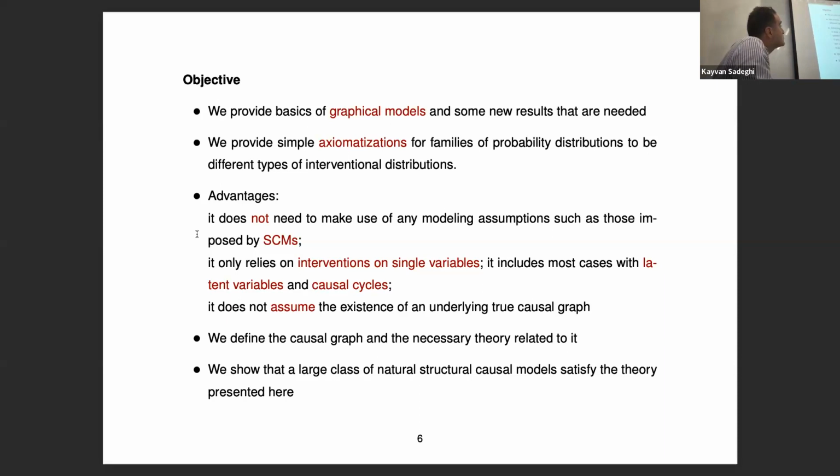And that is that we do not assume that there is a true causal graph. So the causal graph is really a byproduct of our theory, as you will see. So we do not start with a graph. We basically make a causal graph using our axiomatizations. Okay, is it clear? Okay. So we will define the causal graph and we discuss some theory related to the causal graph we define. And we also show that a large class of structural equation models or structural causal models could be embedded within this theory, basically. The natural ones, the good ones are really all there, okay?